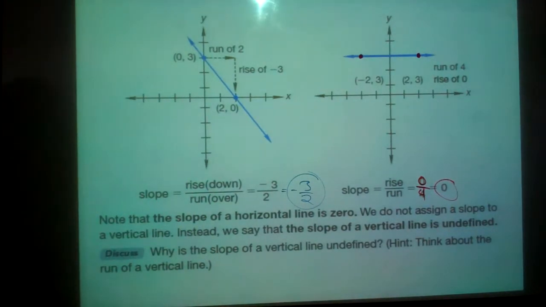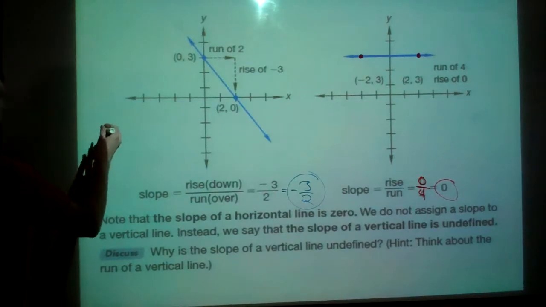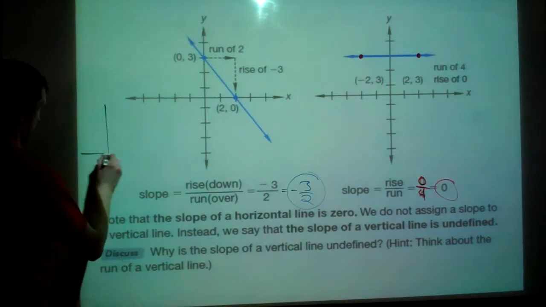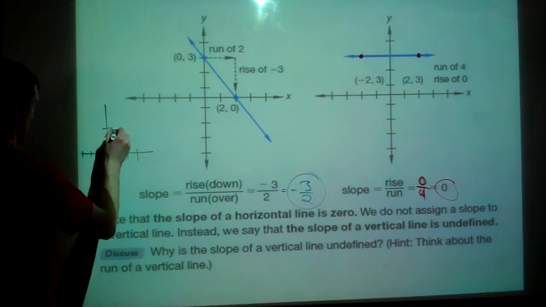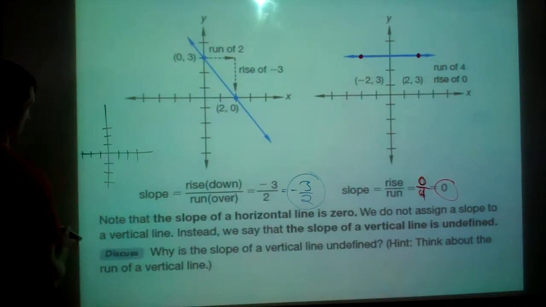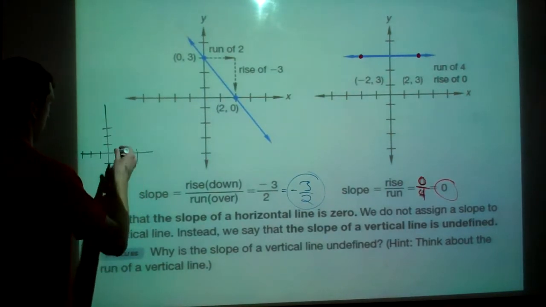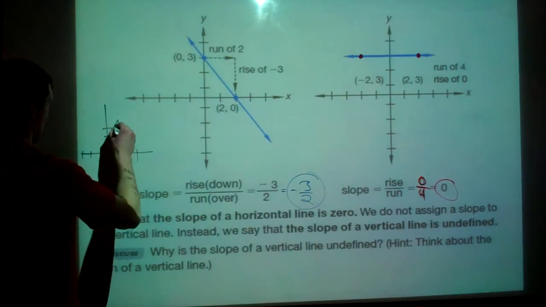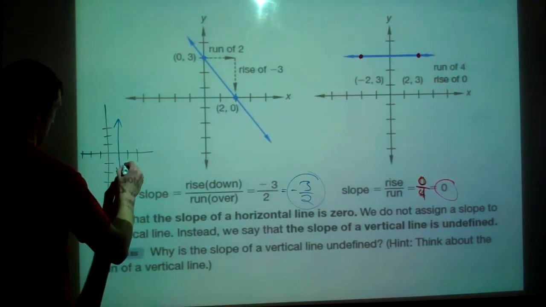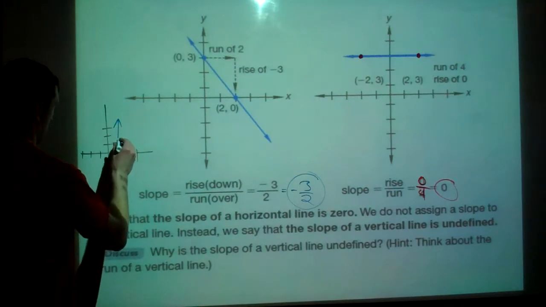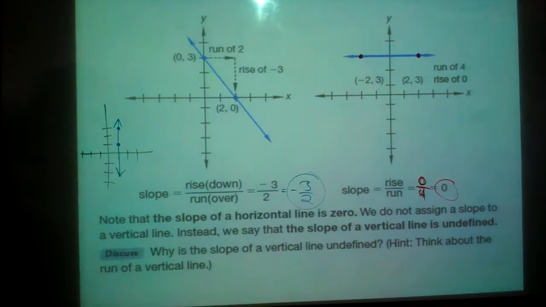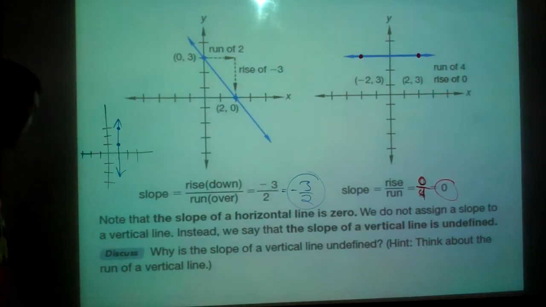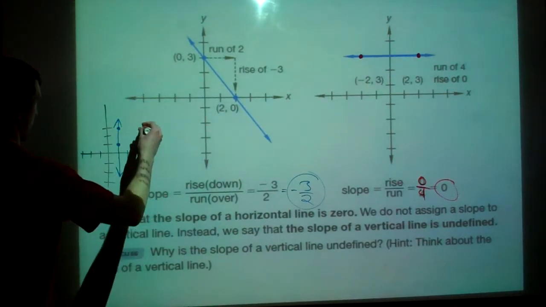So let's take a look at a vertical line. I'll draw a little coordinate system over here. Okay? And let's put a vertical line right here. And then let's put a point here and right here. Okay? So, let's find the slope of this thing. Slope is rise over run.